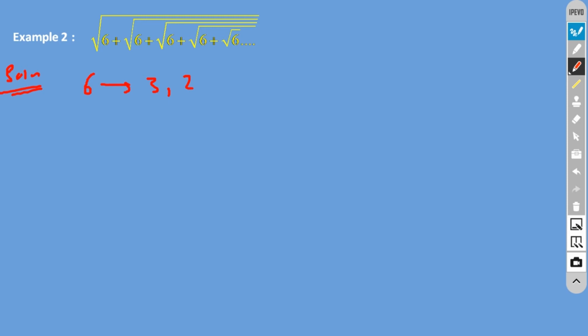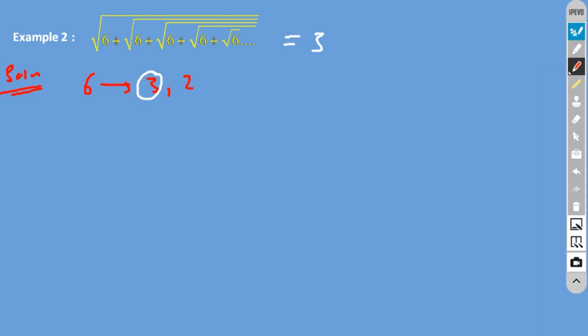After finding the consecutive factors, here in the root, addition is the sign, right? So the answer will be this 3. Answer is 3. Your mind must boggle, right?